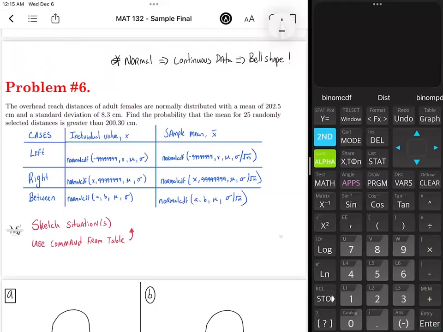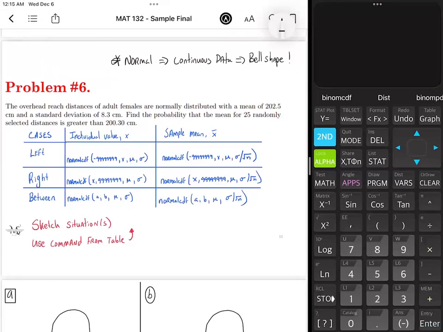All right, students. So now we're going to take a look at problem 6 on our sample final. So just reading the scenario first, it states the overhead reach distances of adult females are normally distributed with a mean of 202.5 centimeters and a standard deviation of 8.3 centimeters. Find the probability that the mean for 25 randomly selected distances is greater than 200.30.